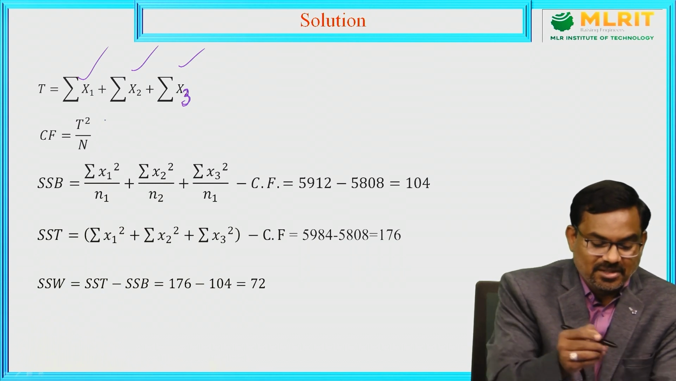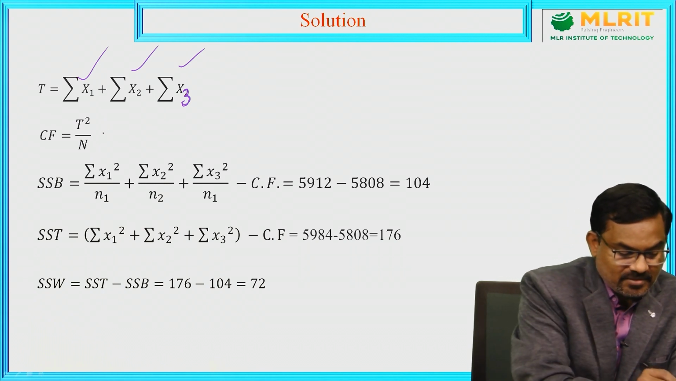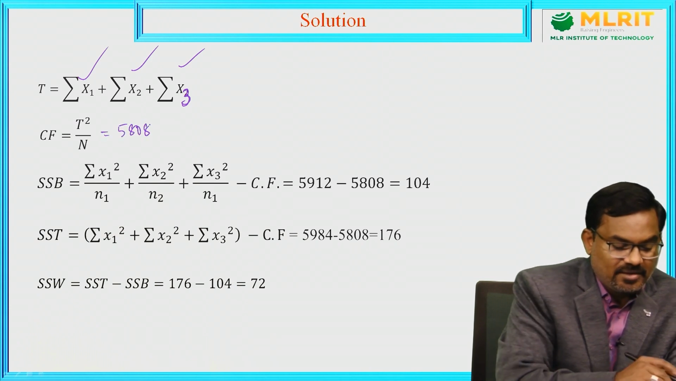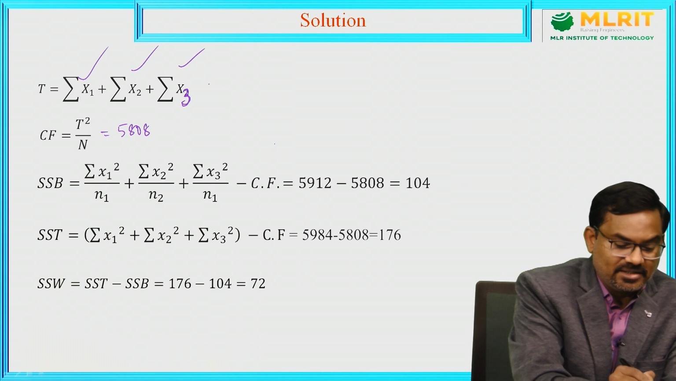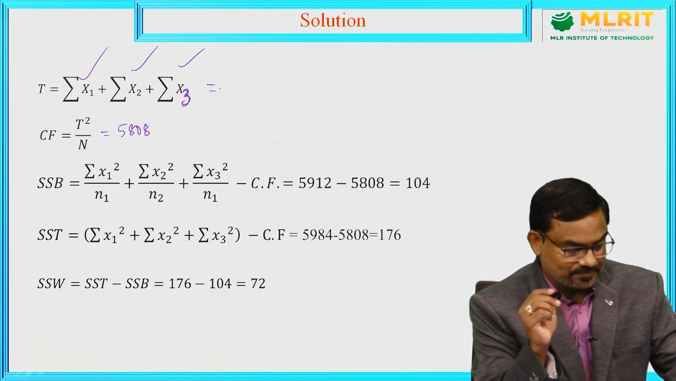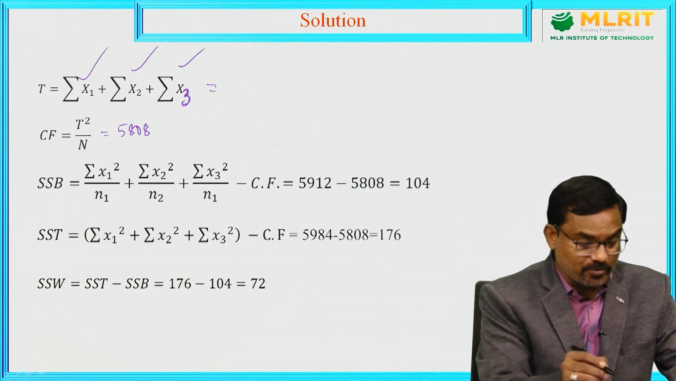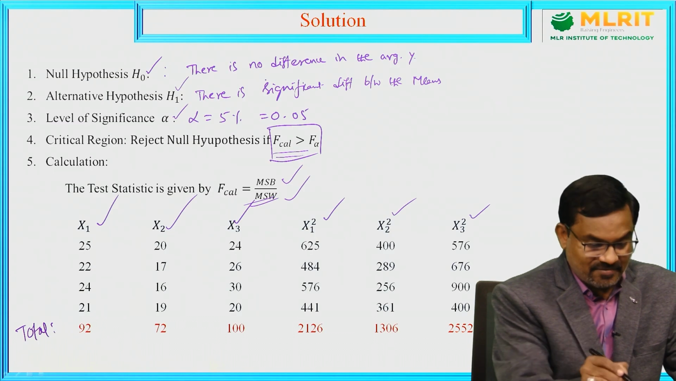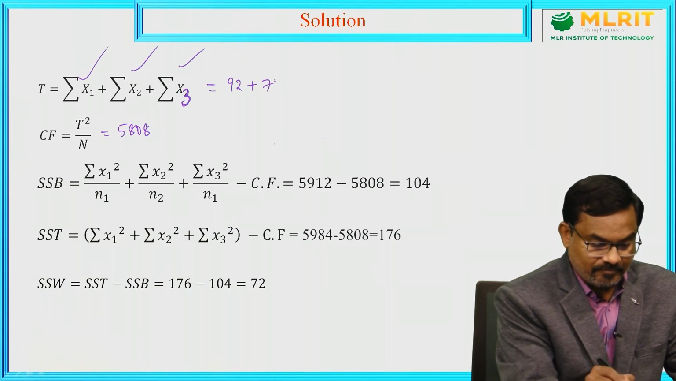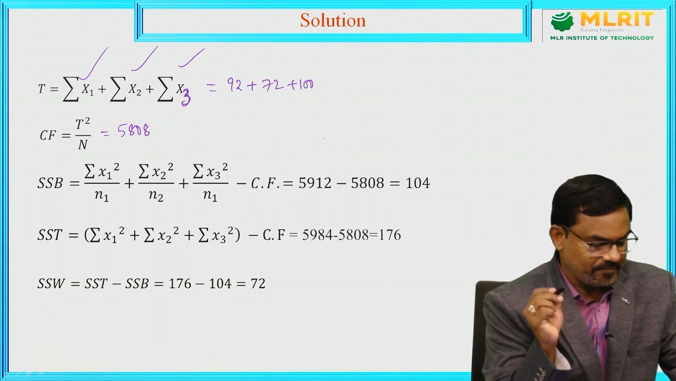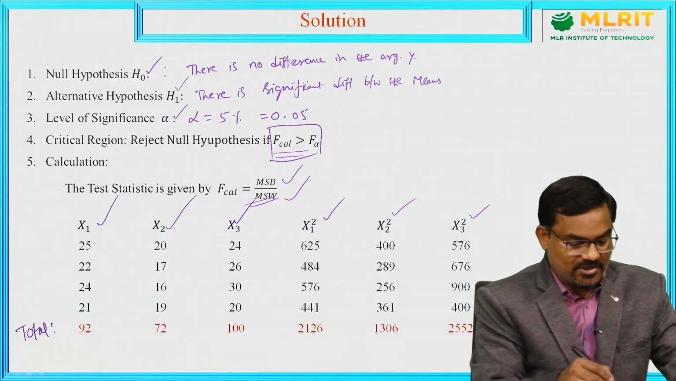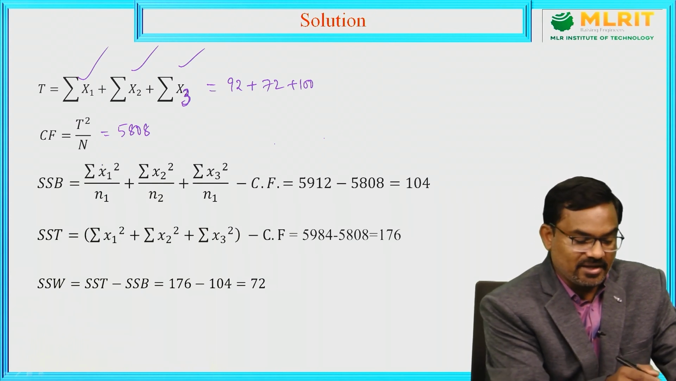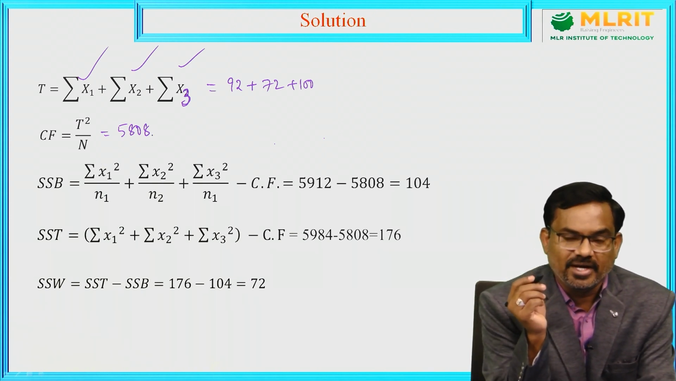So, this is given by 5808. Using those values we can calculate this. So, this one is also sigma x1: 92 plus 72 plus 100. So, the total of these three values squared and divided by n gives 5808.